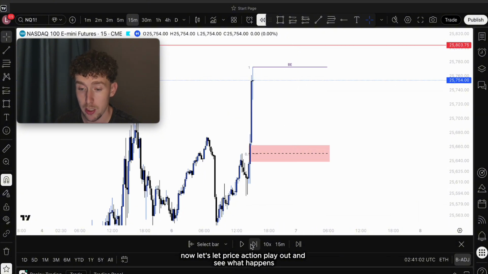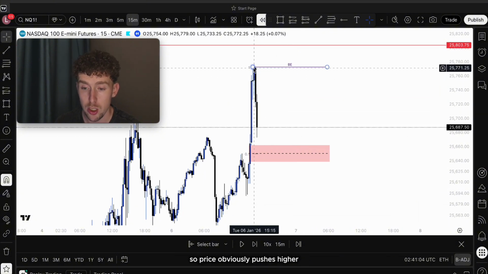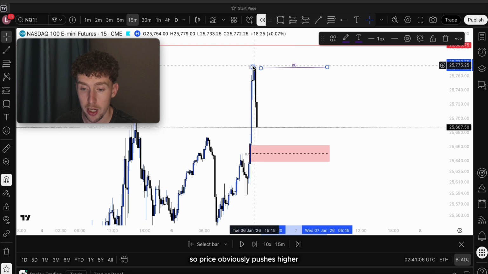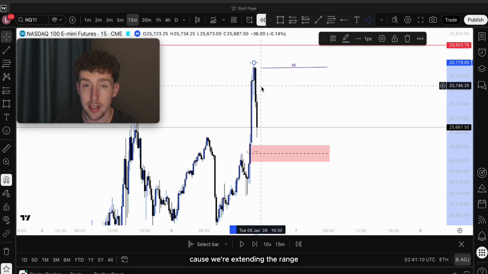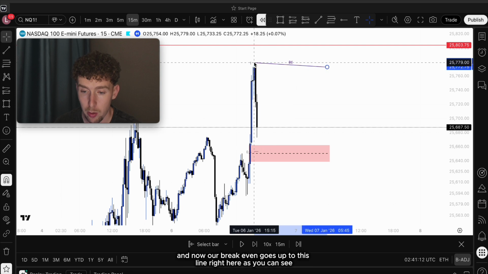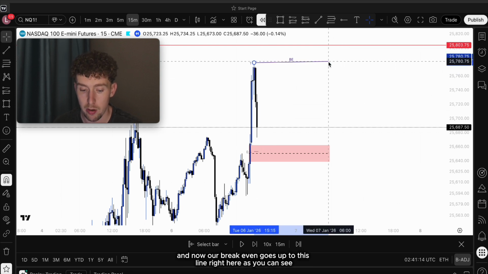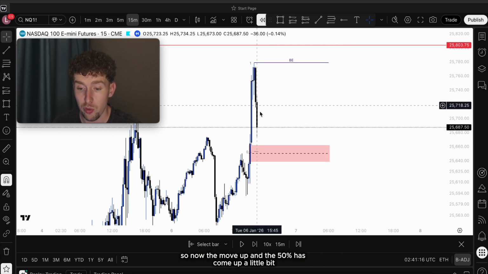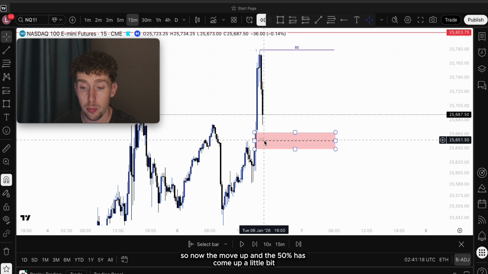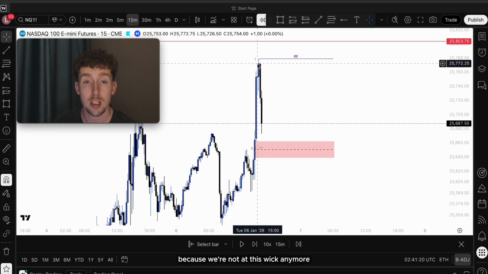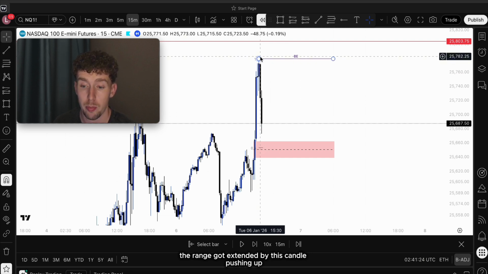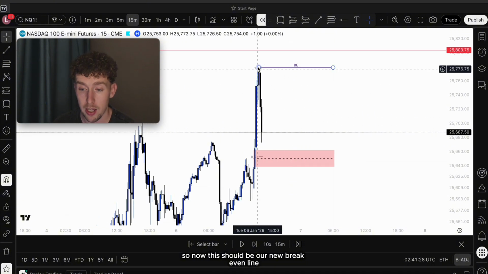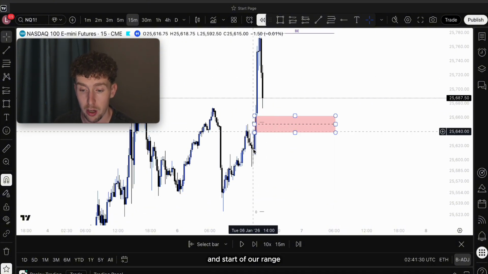Now, let's let price action play out and see what happens. So, price obviously pushes higher, so we have to extend our line to the high because we're extending the range, and now our break even goes up to this line right here, as you can see. So now the move up and the 50% has come up a little bit because we're not at this wick anymore. The range got extended by this candle pushing up, and then we started to come down. So now this will be our new break-even line and start of our range.